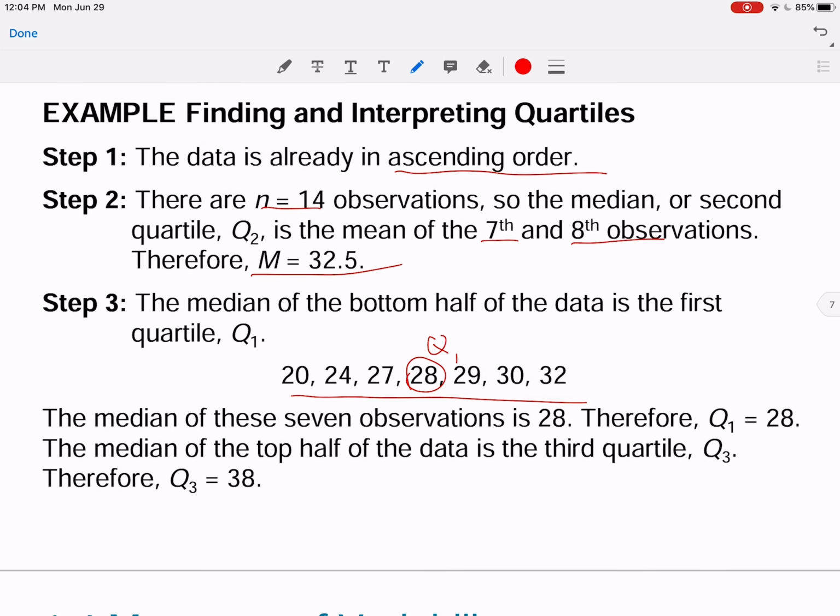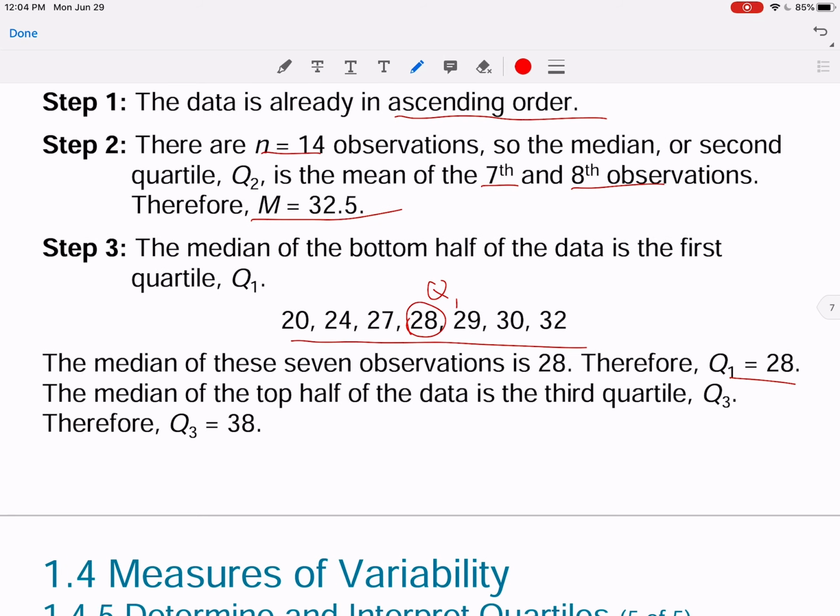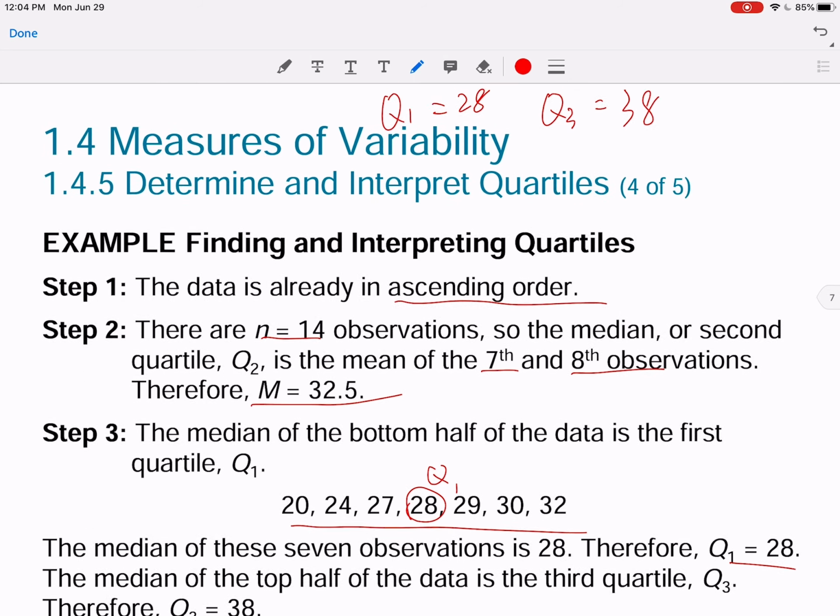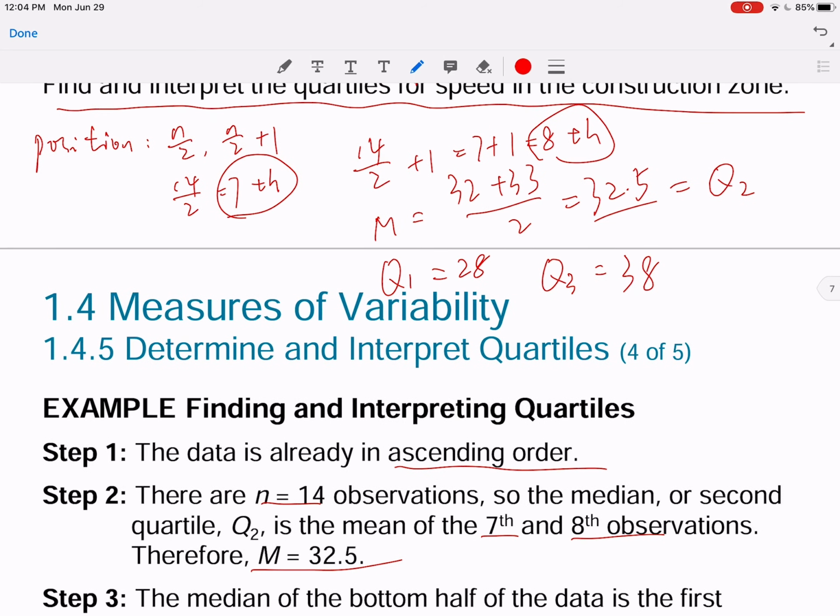The median of these 7 observations is 28, therefore Q1 is 28, and the median of the top half of the data is the third quartile Q3, therefore Q3 is 38, which is the exact same thing as what we got over here. The median is 32.5, Q1 is 28, Q3 is 38. Okay.